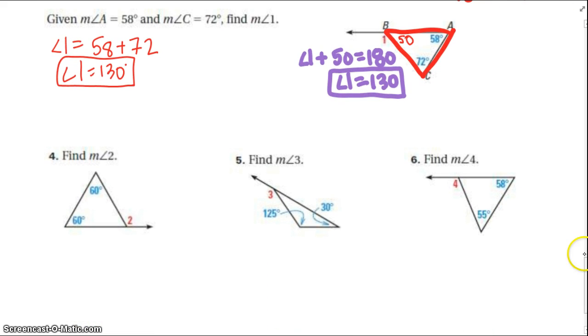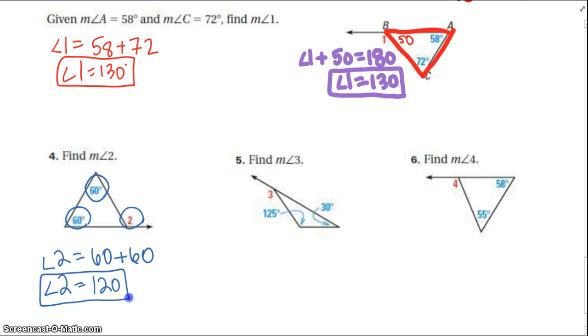So let's go down here to number 4. Here's our exterior angle. The exterior angle is the sum of these two remote interior angles. So it's going to be 60 plus 60. So angle 2 then is 120 degrees. See how much quicker that went?